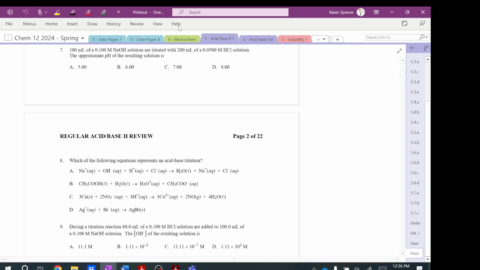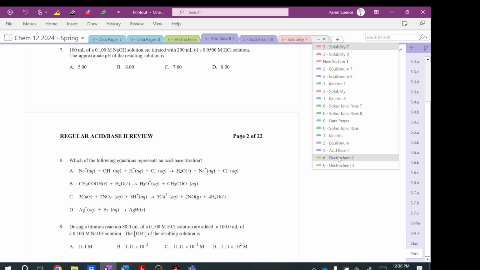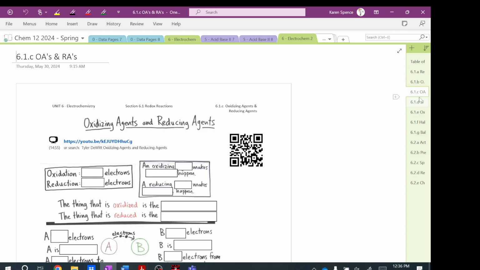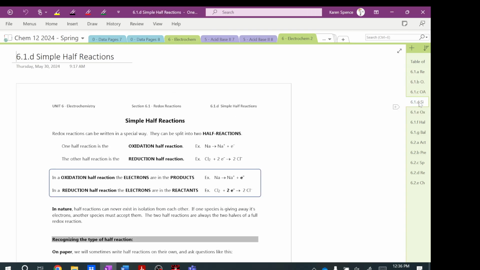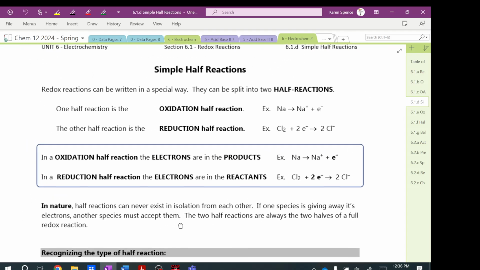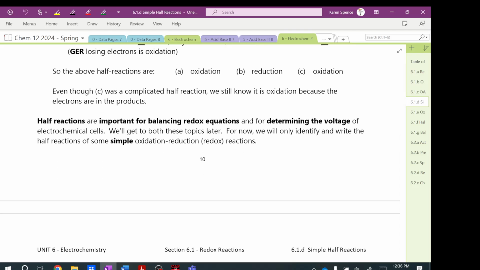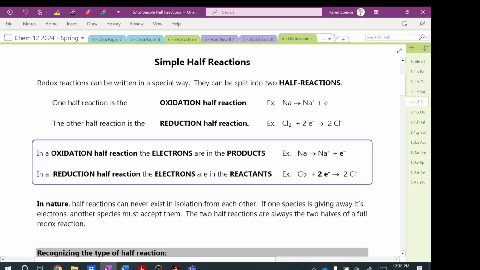All right, electrochemistry. Where are we at here? There we are. Okay, oxidizing agents and reducing agents, you're on your own for that. Here we have simple half reactions. This is on page 10.